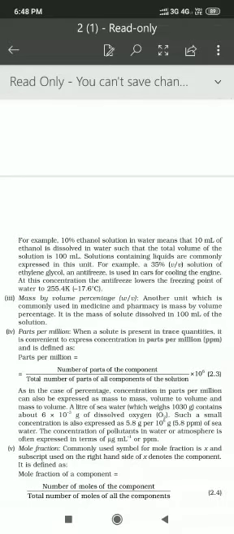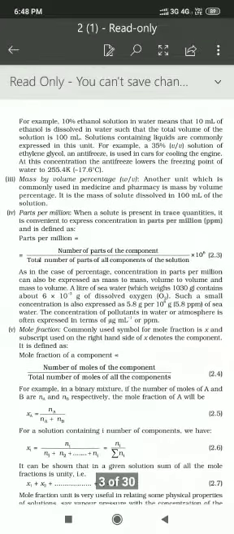Next is parts per million. This is a unit which is used when a solute is present in very small amounts, in trace quantities. For example, if we want to find out the amount of a particular inert gas present in the atmosphere, then it is present in trace quantities, so parts per million will be used. Or any pollutant present in the atmosphere or in the water, we use parts per million.